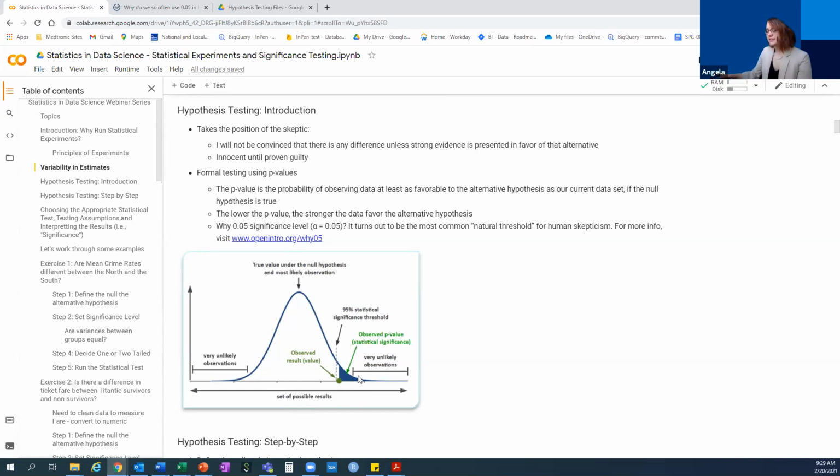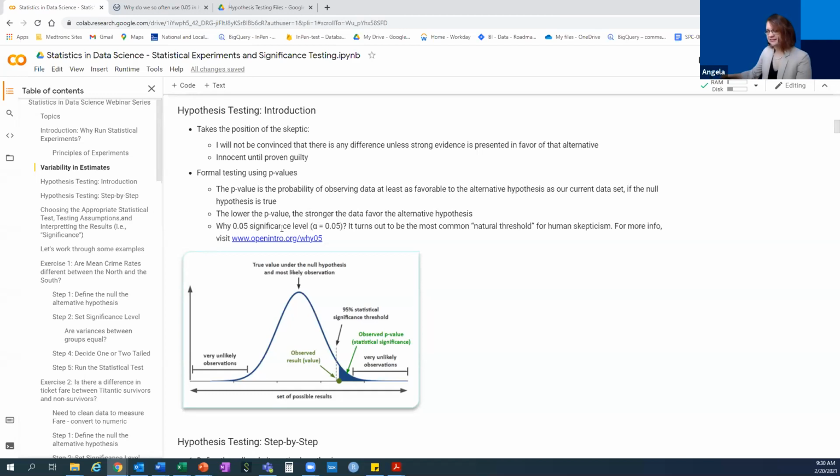So the p-value is actually the area under the curve of the tail. So the lower the p-value, the stronger the data favor the alternative hypothesis. So generally, you're looking for a very small p-value. And as part of your study design, you set a significance level for your study. Usually it's notated as alpha. And 0.05 tends to be the most common significance level used.